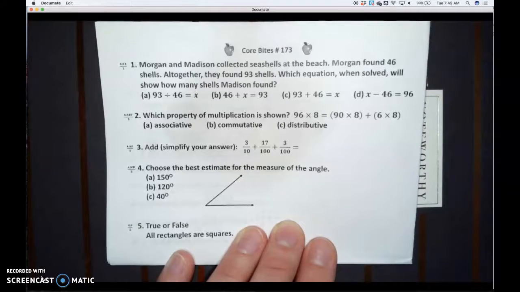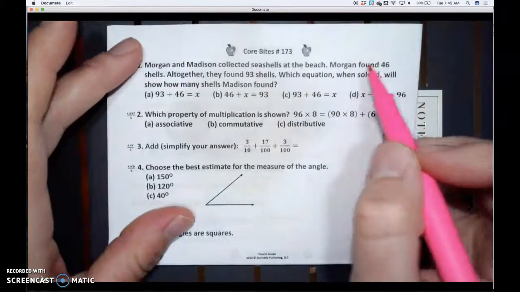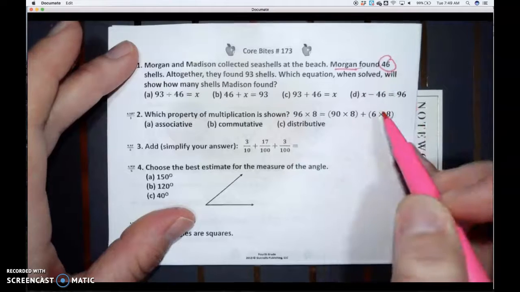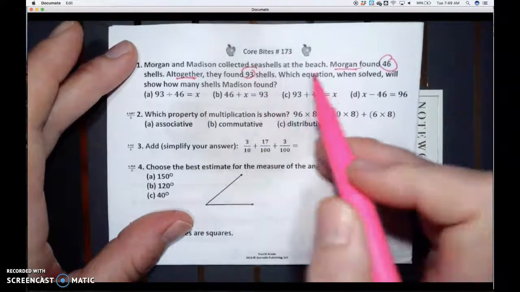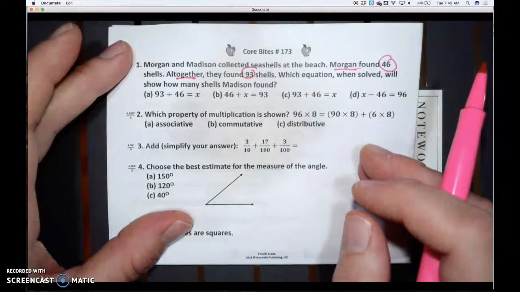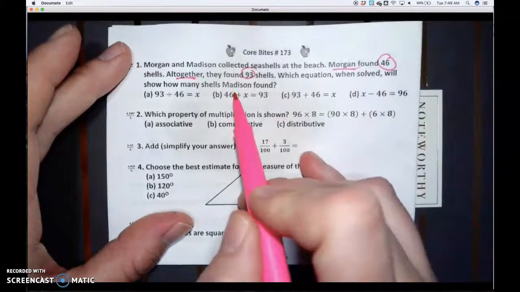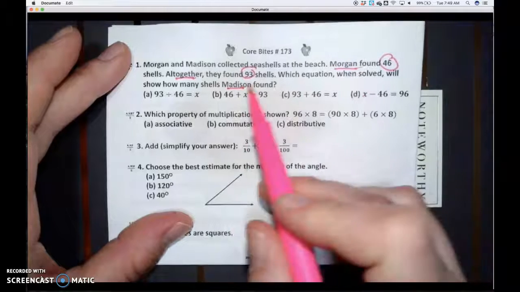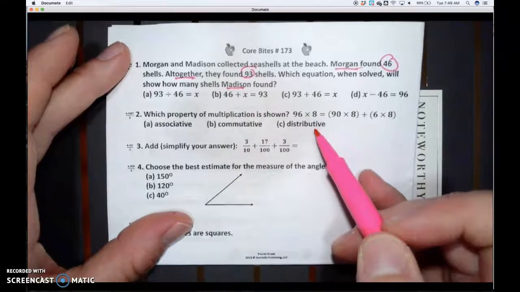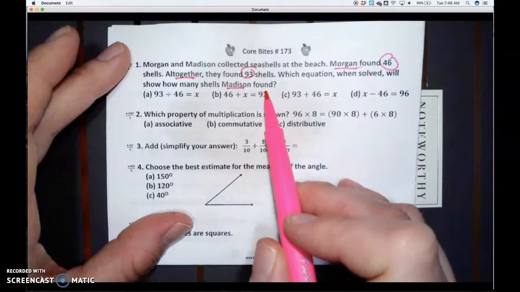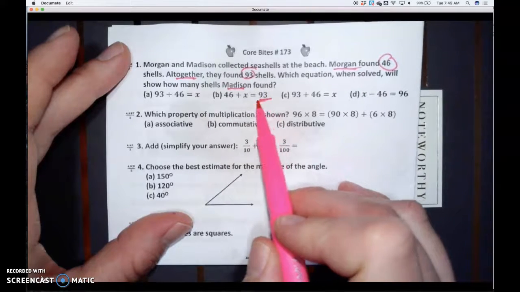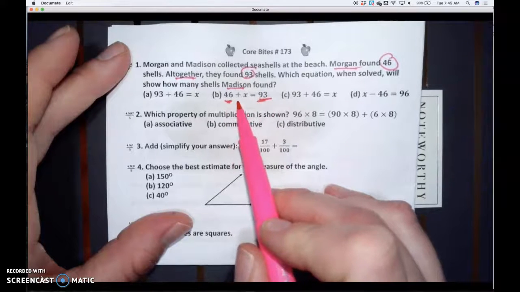All right, so we know that Morgan found 46. We know altogether, if you add them, they had a total of 93. So now you have to figure out, well, how many did Madison find? Now remember, Morgan and Madison, two different people, okay? So usually you would add something to get your total. So here's your total. Here's your 46 plus Madison's would give you that 93. So that one looks good.